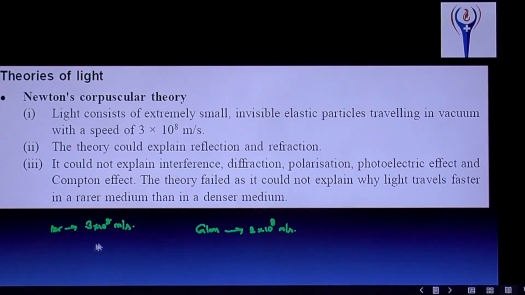And see, in air, velocity of light is 3 into 10 power 8 meter per second. But in glass, 2 into 10 power 8 meter per second. This was failed to be explained by corpuscular theory. Corpuscular theory is not able to explain why light travels faster in rarer medium. Light travels faster in air than in glass. Not explained by this theory. So this is one of the drawbacks of this theory.